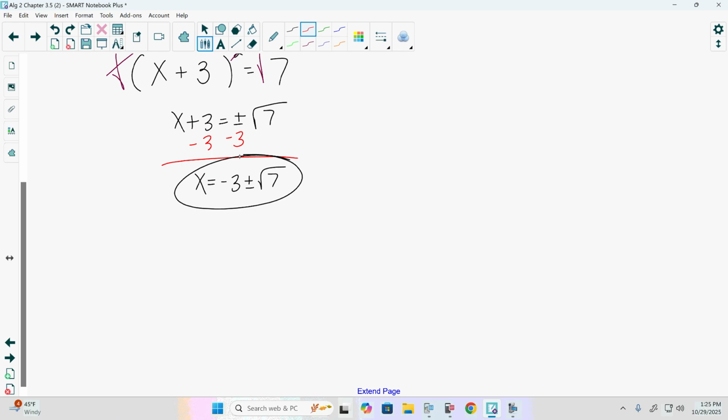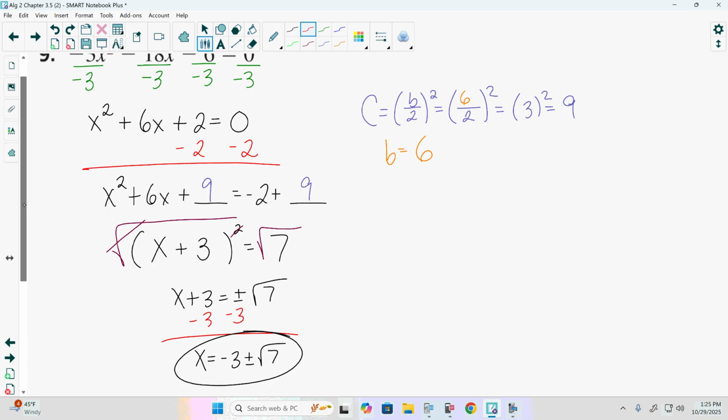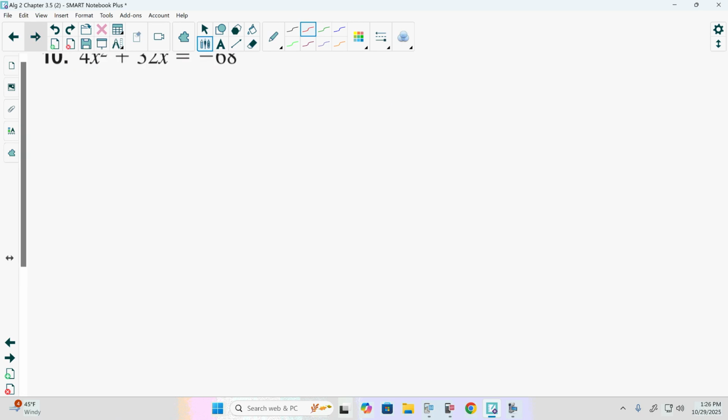Questions on anything we've done so far? So is completing the square as challenging as you thought this would be? It's not bad. It's steps. There's a lot of steps, but each of the steps is manageable, is doable. Would we agree there? So we have time for one more.